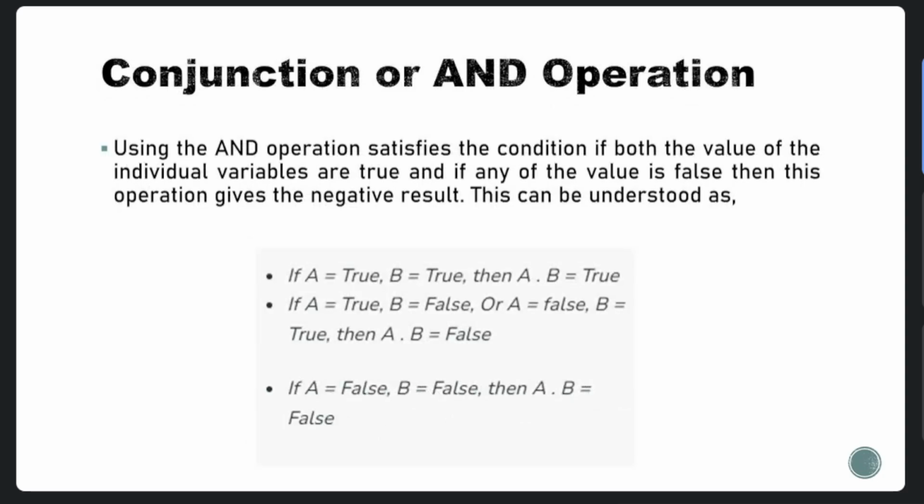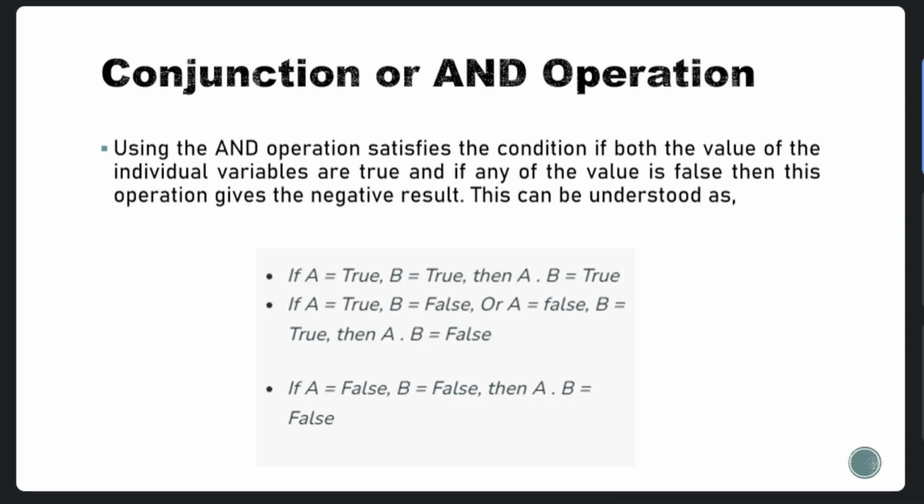Next is conjunction or AND operation. Using the AND operation, we satisfy the condition if both the values of the individual variables are true, and if any of the values is false, this operation gives the negative result. So this can be understood as if A is true and B is equal to true, then A dot B is true.